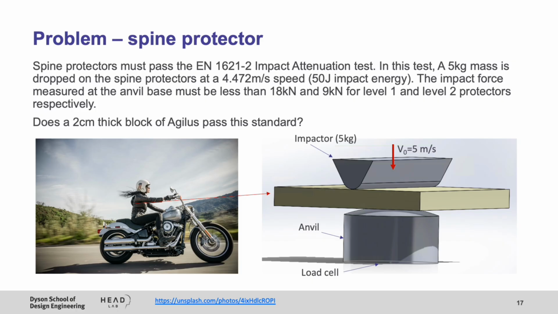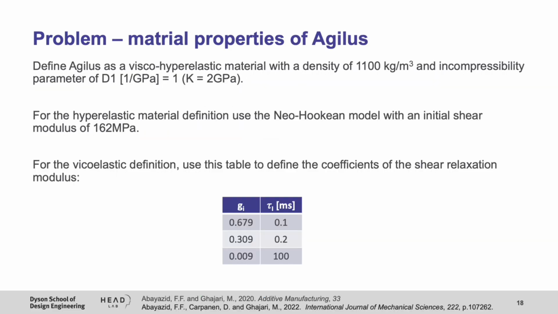So this is a very crude approach to this problem. What I have put here is just one layer of Agilis, which is a viscoelastic material, and we have characterized this material previously, and I just want to roughly check if I have a block of Agilis, would it pass this standard or not. So in order to define Agilis, it's a visco-hyperelastic material. So you need to have some properties for it, which we have actually characterized in our previous publications shown here and used even in one application.